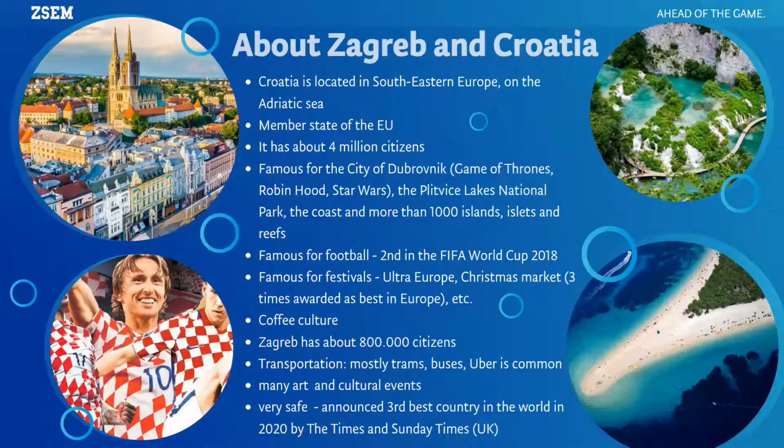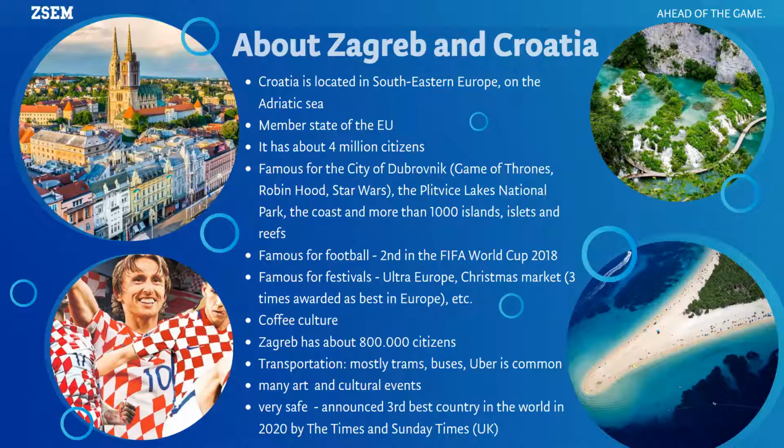Croatia is located in southeastern Europe on the Adriatic Sea, right across Italy. It's a member state of the EU. It has about 4 million citizens. It's famous for the city of Dubrovnik, which was one of the main filming locations of Game of Thrones, the popular TV series, which you probably already know. But what you maybe didn't know is that it was also a filming location for the film Robin Hood, which was produced by Leonardo DiCaprio, and Star Wars Episode 8, The Last Jedi.